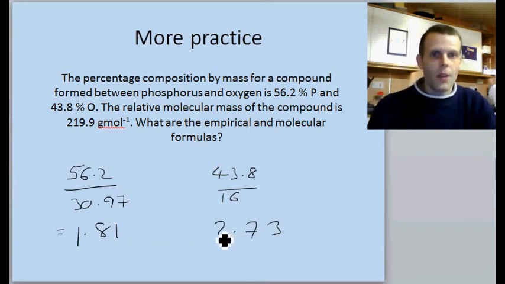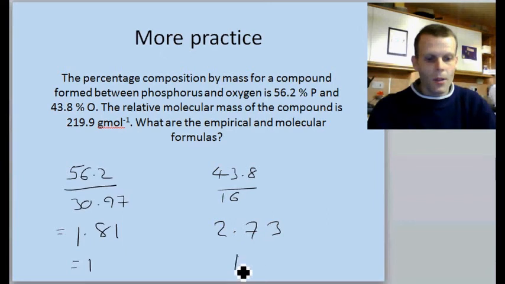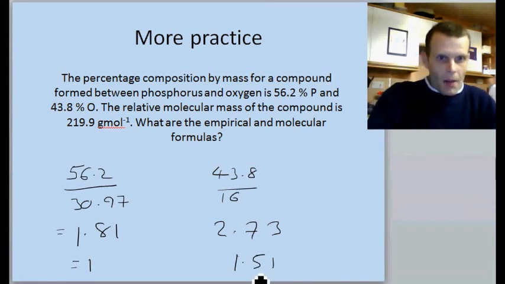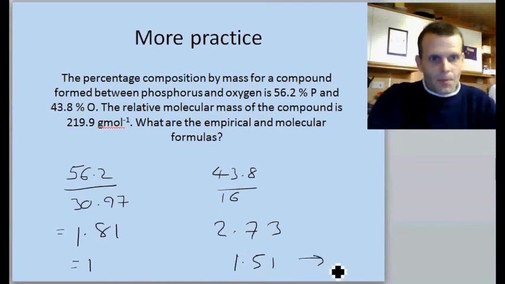So I want to look at, well, what's the ratio? I've got to have whole numbers in my ratio, so I divide by the smallest number. If I divide both by 1.81, I find that my ratio becomes 1 to 1.51. Now, I can't have half of an oxygen atom in my formula, so I'm going to scale this up. So I'm going to have a 2 to 3 ratio. So my empirical formula is P2O3.